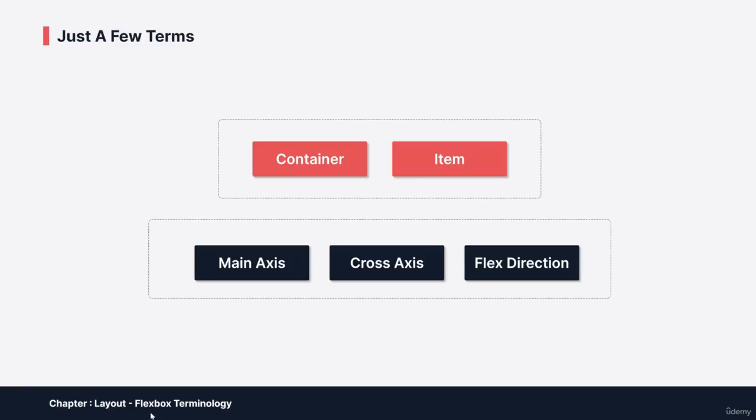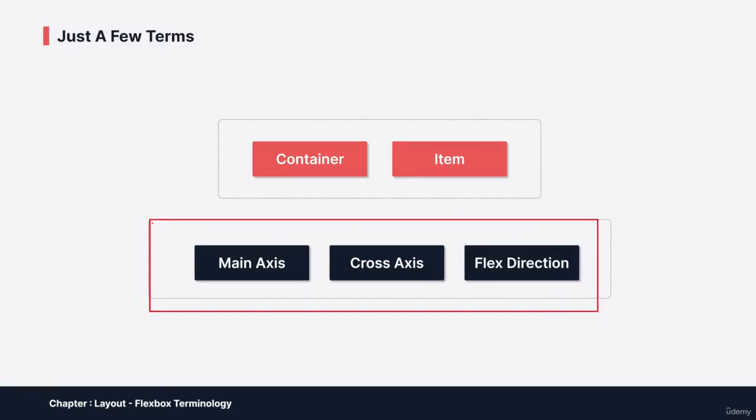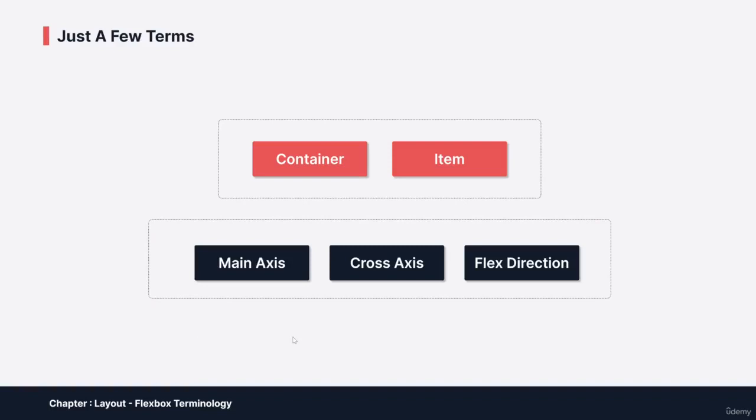all of the features and properties that it actually has, your basis will always be a good understanding of those three terms here, main axis, cross axis, and flex direction, because basically all of the other stuff in Flexbox is based on those terms.